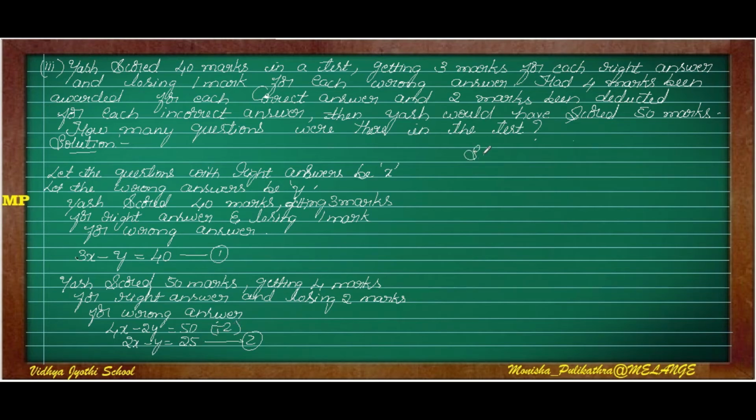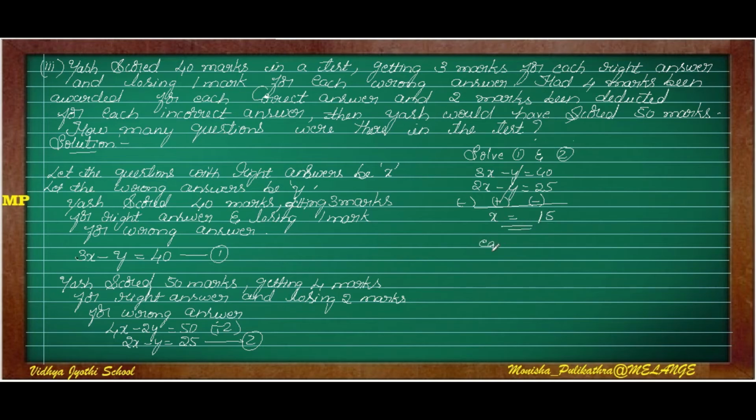So now we have to solve these two equations. Solve 1 and 2. That is 3x minus y is equal to 40 and 2x minus y is equal to 25. Now change the sign. So here y gets cancelled. Here 3x minus 2x is x is equal to 15. So the value of x is 15.